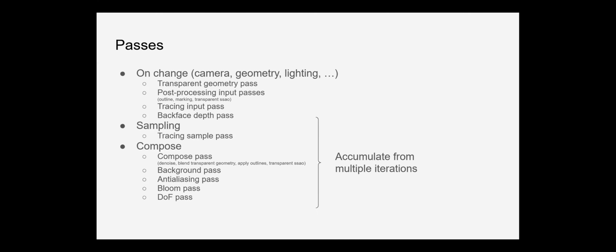Then for the iterations of the tracing, we do the sampling passes, and we always do a compose pass that accumulates the samples and adds some background to it, and some screen space anti-aliasing, bloom, and depth of field, all of those things that can make it look nicer.